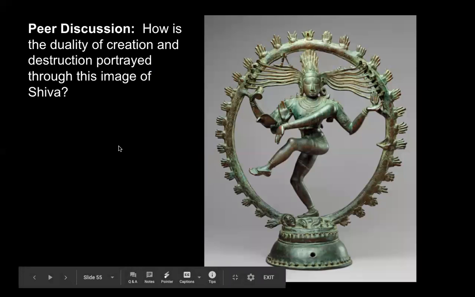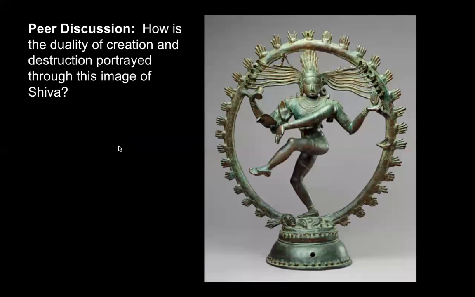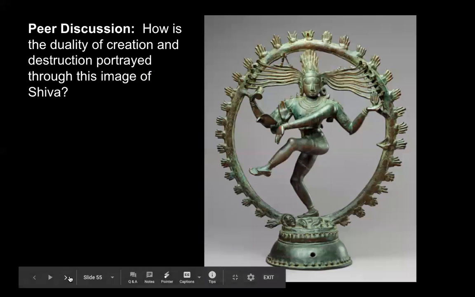So if you look at this image, you might remember that Shiva is a protector, or a destroyer, but he also is a creator of life. And so when you look at it closely, what images do you see, or what parts of the image do you see that show him being a creator as well as a destroyer?